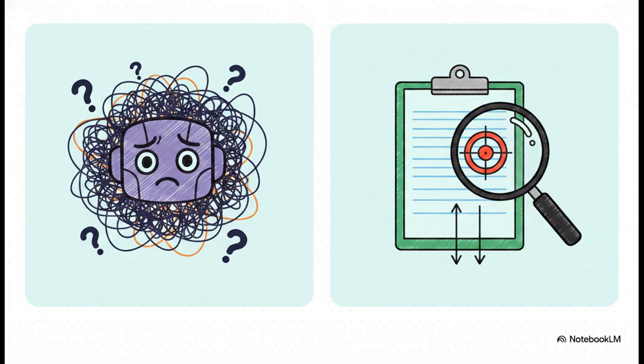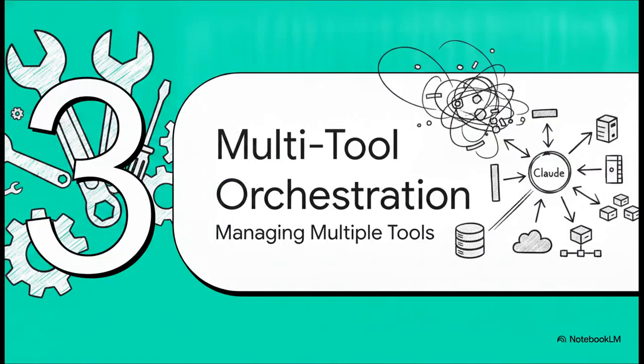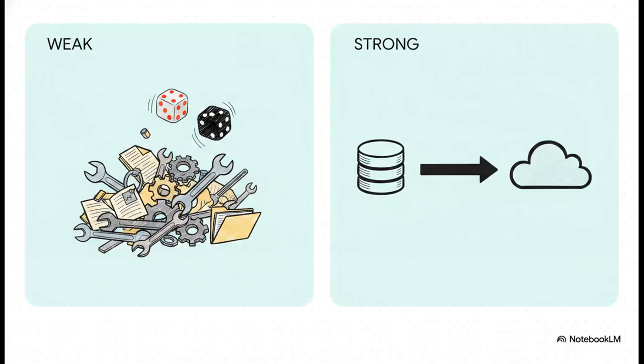That level of precise framing guarantees Claude knows exactly what triggers the tool, no guesswork, just high-fidelity results. And that brings us to our third discipline, multi-tool orchestration. This tackles the chaos that inevitably happens when your integration grows and you hand Claude multiple tools at the exact same time. This is where we hit the paradox of choice.